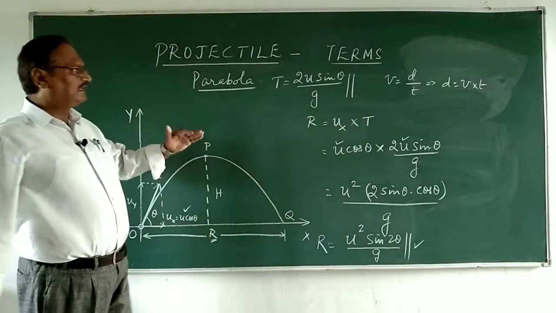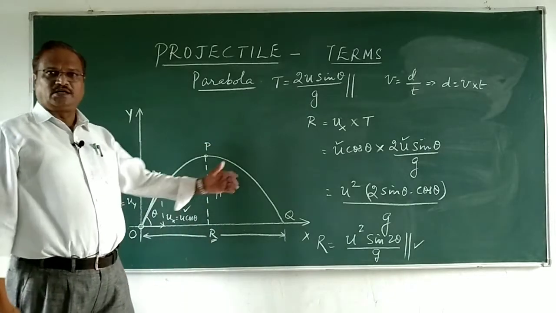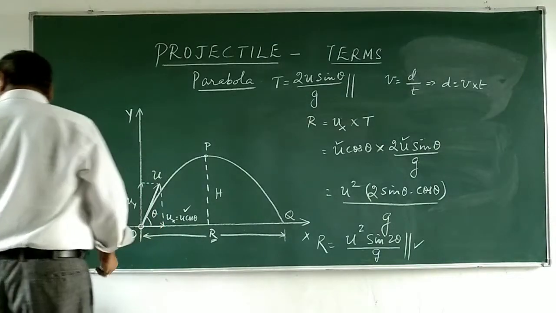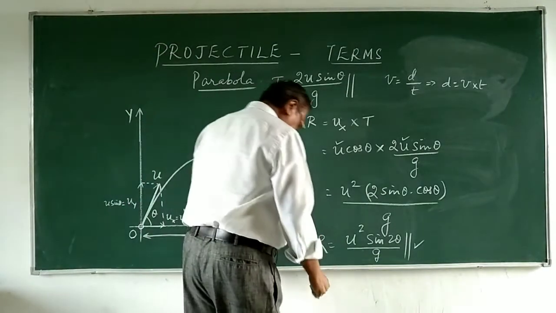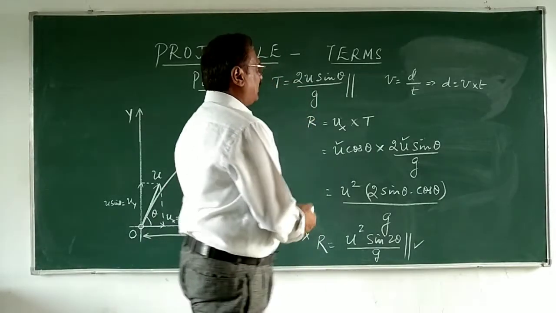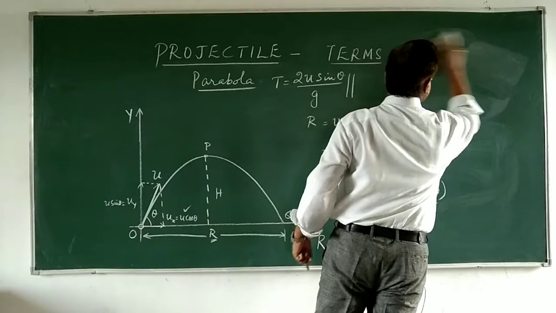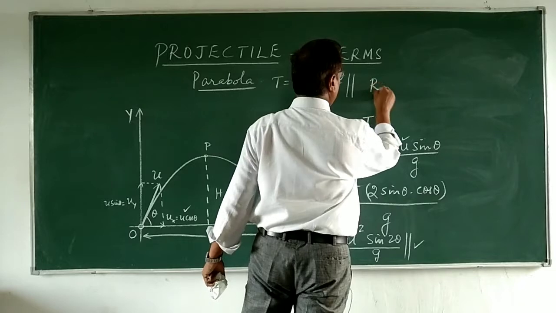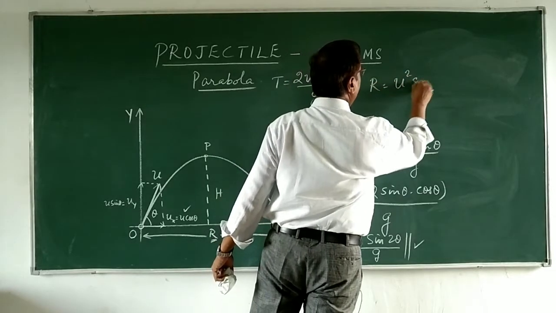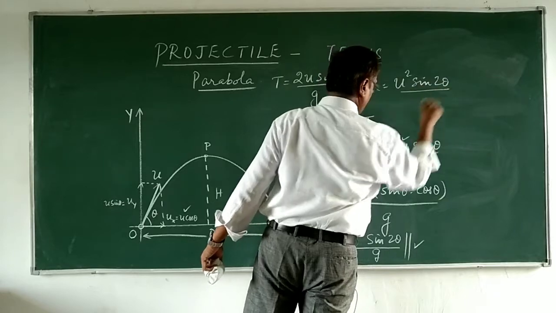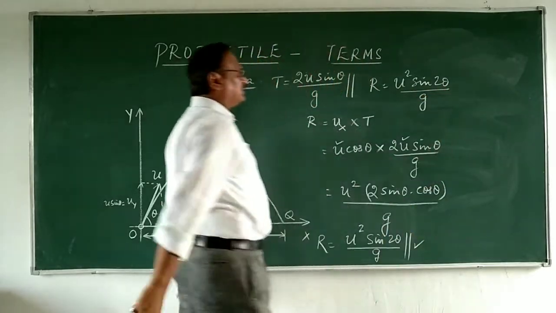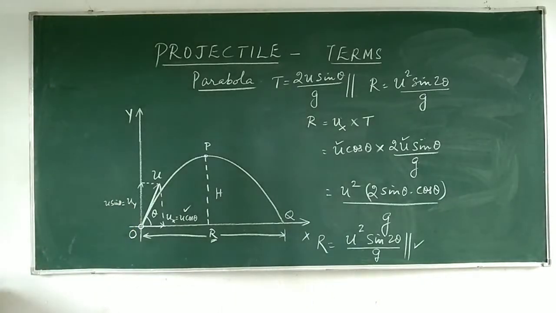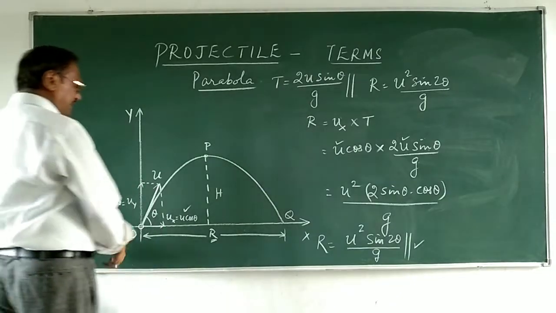Keep this in mind. These are the basic derivations which you will be using in projectile motion. Even to do numericals, you need all these basic concepts: time of flight, then the horizontal range, and then the last one is the maximum height reached. So R is equal to u square sine 2 theta divided by g. Okay, this is done. Now we will move on to the last concept, that is maximum height reached.